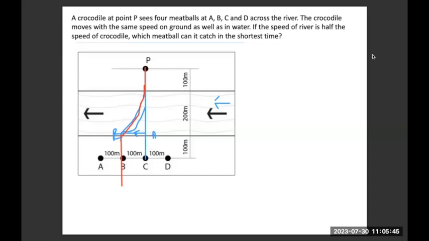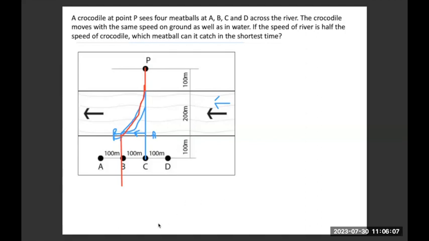Any doubts? Any questions you have here? Ma'am, if the flow is on the opposite side, then it will be D, right? Then it is D. If it is on the opposite side, then it is D. Any doubts, any questions anybody has in this? So the correct answer is option B.